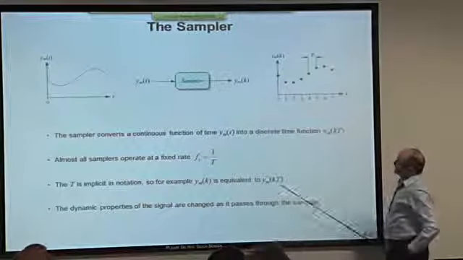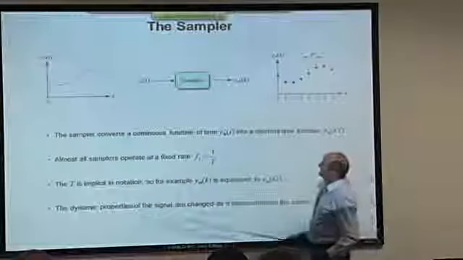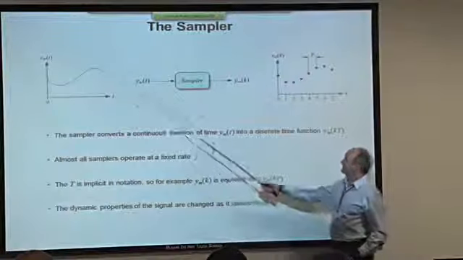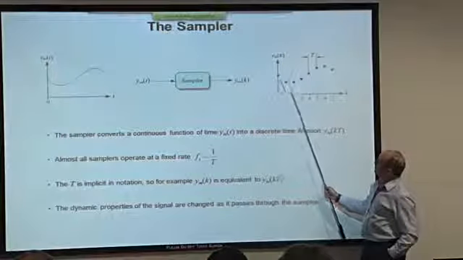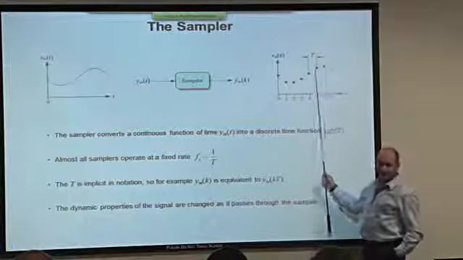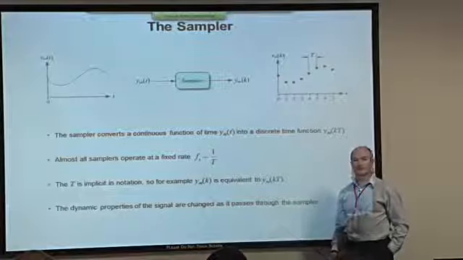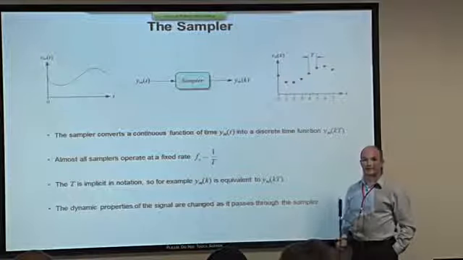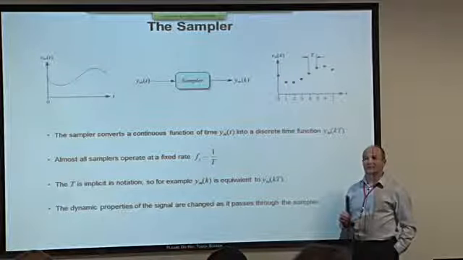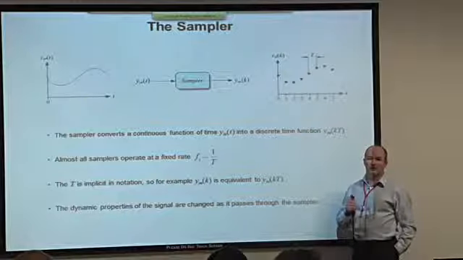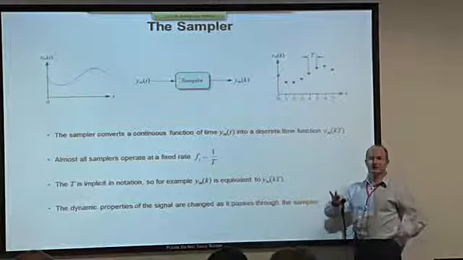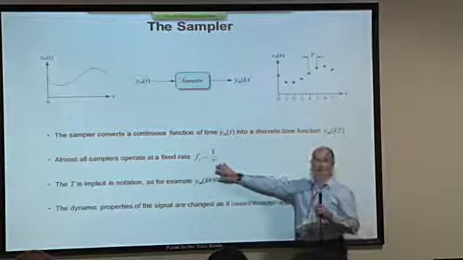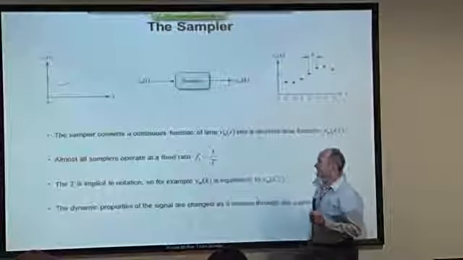First, the sampler. Notionally, the sampler is something that converts a continuous function of time into a list of numbers, and the time separation between these numbers is normally fixed. Almost all samplers operate at a fixed sample rate, the reciprocal of which I'm going to call capital T. I hope you'll forgive the ambiguity with the complementary function. We don't need that anymore. Forget about the complementary sensitivity function. T from now on will always refer to sample period.